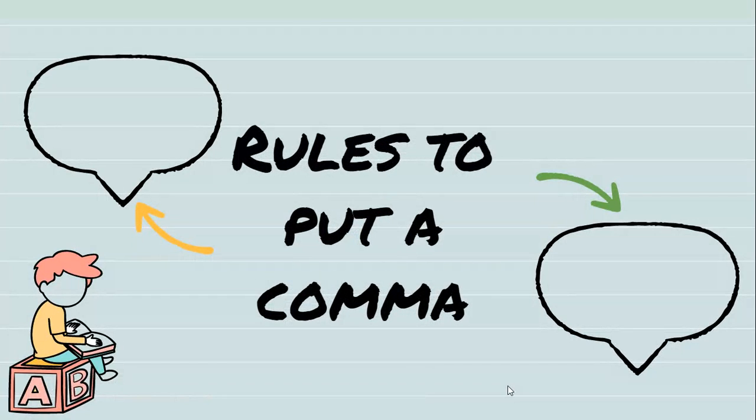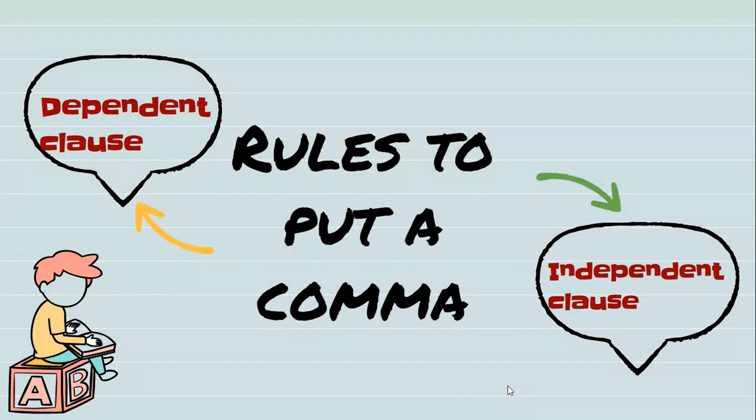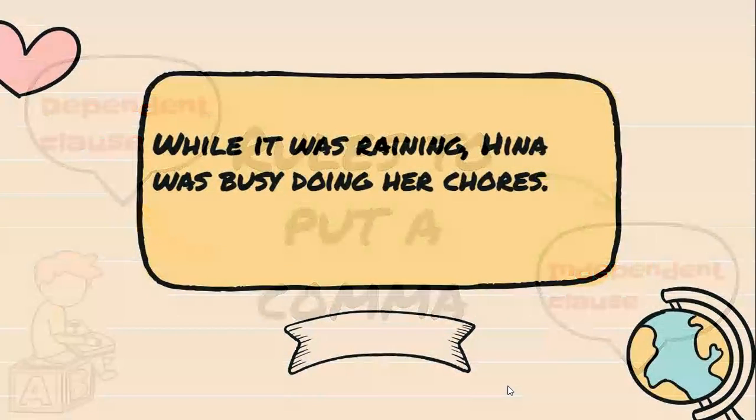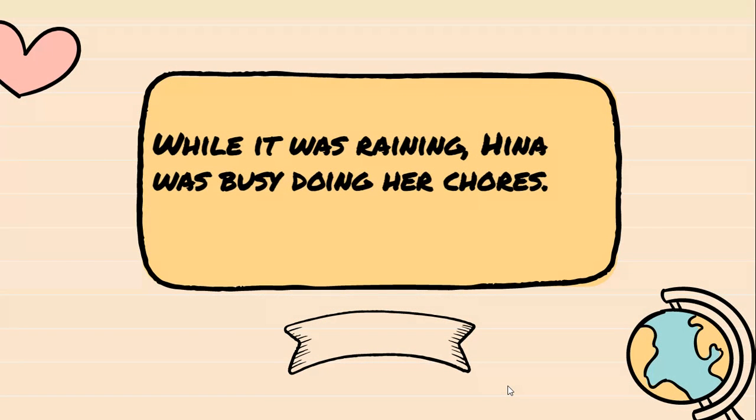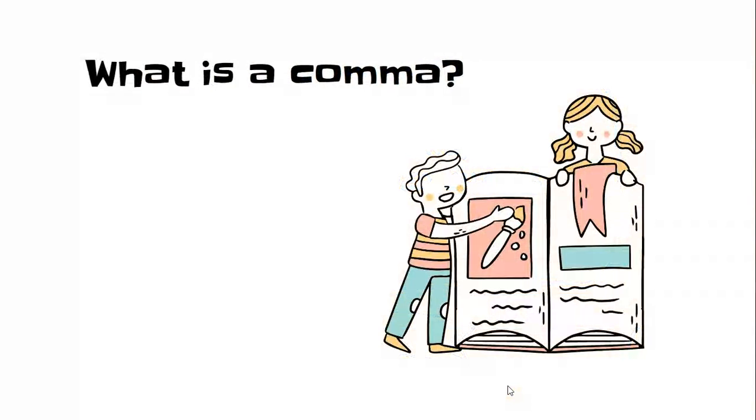Today we are going to learn the rules to put a comma. We all know that we have learned the rule where we put a comma after a dependent clause and before the independent clause starts in Unit 3, which was: while it was raining, comma, Hina was busy doing her chores. Today we are going to learn a few new rules about a comma.